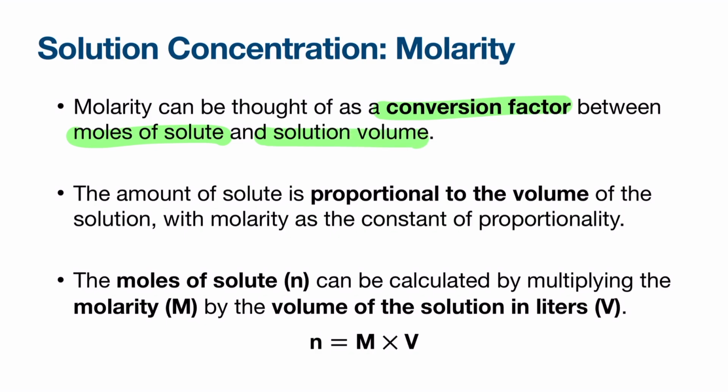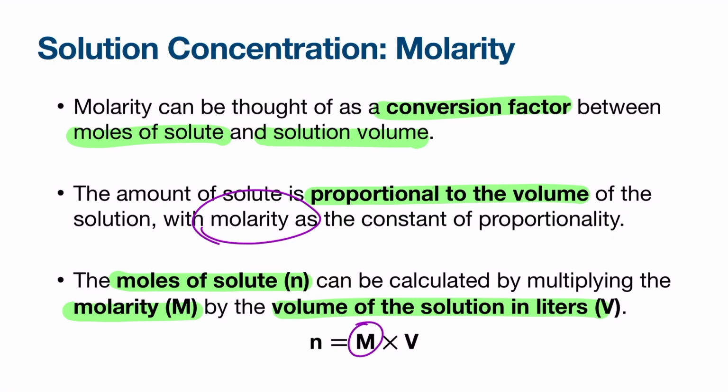The amount of solute is proportional to the volume of the solution, with molarity as the constant of proportionality. This means that as the volume of the solution increases, the amount of solute increases in the same proportion, and molarity is the constant that links these two quantities. Moreover, the moles of solute, or n, can be calculated by multiplying molarity by the volume of the solution in liters, or V. So this M, that is your molarity.